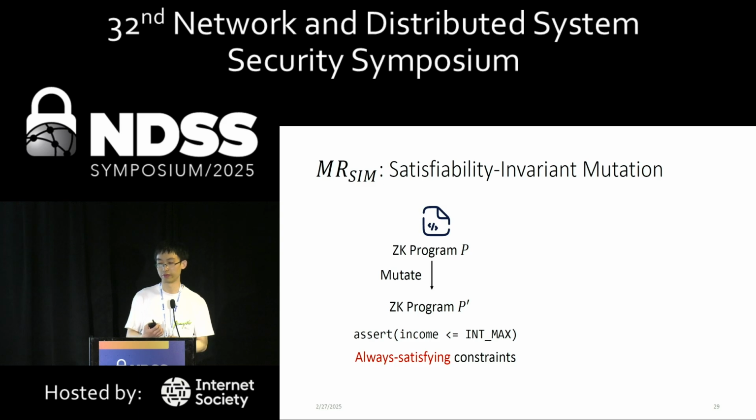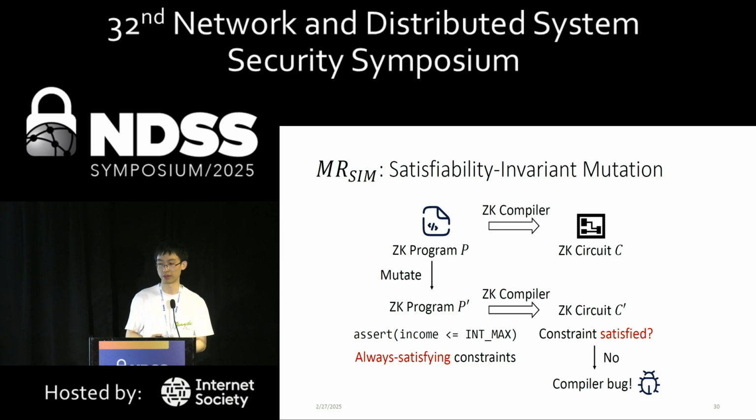How can we implement those predefined relations? Well, the first relation we implement is based on satisfiability invariance. That is, we can insert some always-satisfied constraints into the high-level source program, like asserting that the value of a number should not exceed the maximum of its data type. Such constraints should always be satisfied, no matter what input you get. We then compile those two programs into circuits, and ideally, those constraints should also always be satisfied in the circuits. But if we can find an input that violates those constraints in the circuits, we know that the constraints are not properly compiled into the circuits, and the compiler is not doing a good job in compiling those constraints and has a bug.